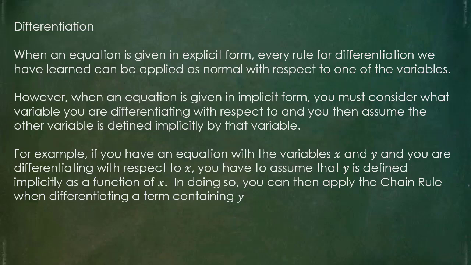Technically, we always need to know what variable we're doing with respect to, but for this one, it's even that much more important. And then we have to assume that the other variable is actually defined implicitly by whatever variable you're doing with respect to. So for example, if you have an equation with x's and y's and you're differentiating with respect to x, which is pretty normal for what we have been doing, we actually would assume that the variable y is defined as a function of x. So by doing that, that would then allow us to apply the chain rule as we've learned it whenever you have to take a derivative of a term that actually contains that variable y.